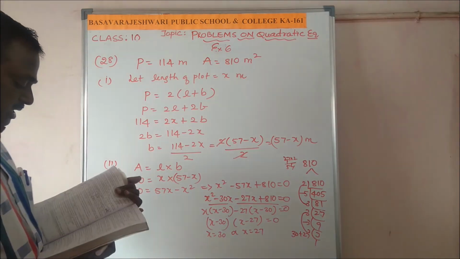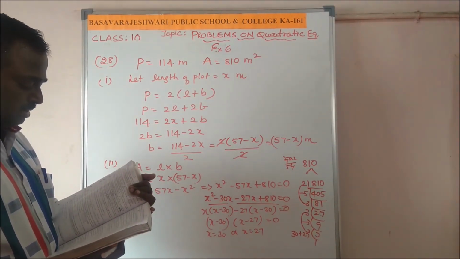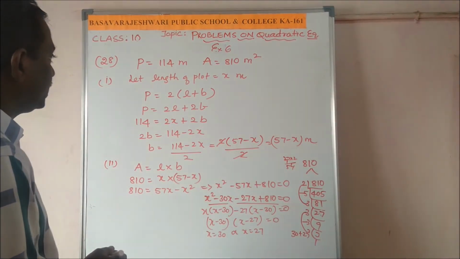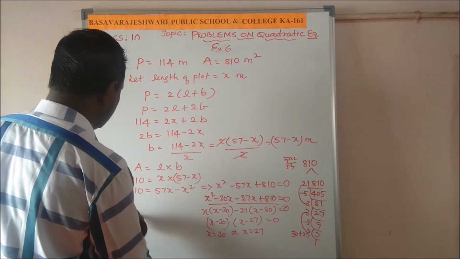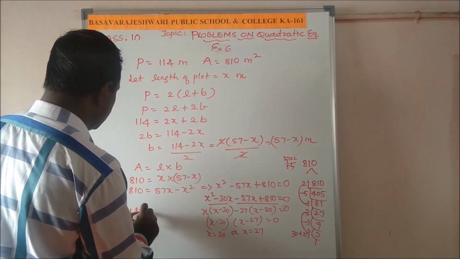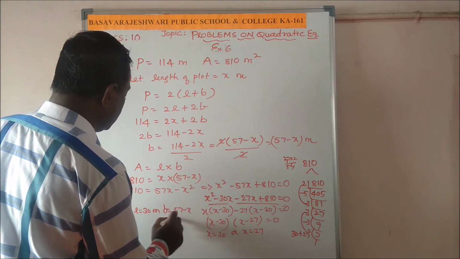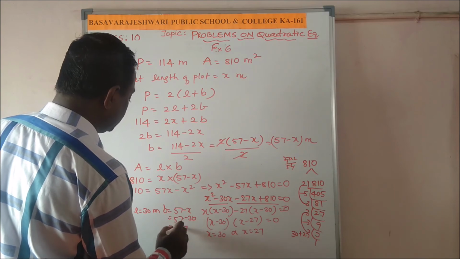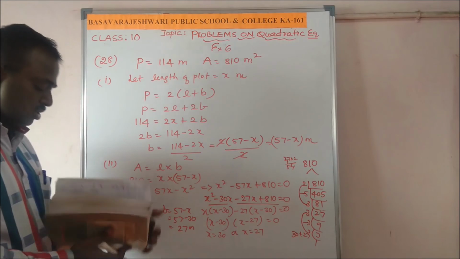So now what they are asking us: solve the equation, find length and breadth of the plot. Length is equal to 30 meters. So what will be the breadth? If length is equal to 30 meters, what is breadth? 57 minus x, 57 minus 30. That is 27 meters. So length 30 meters, breadth is 27 meters.